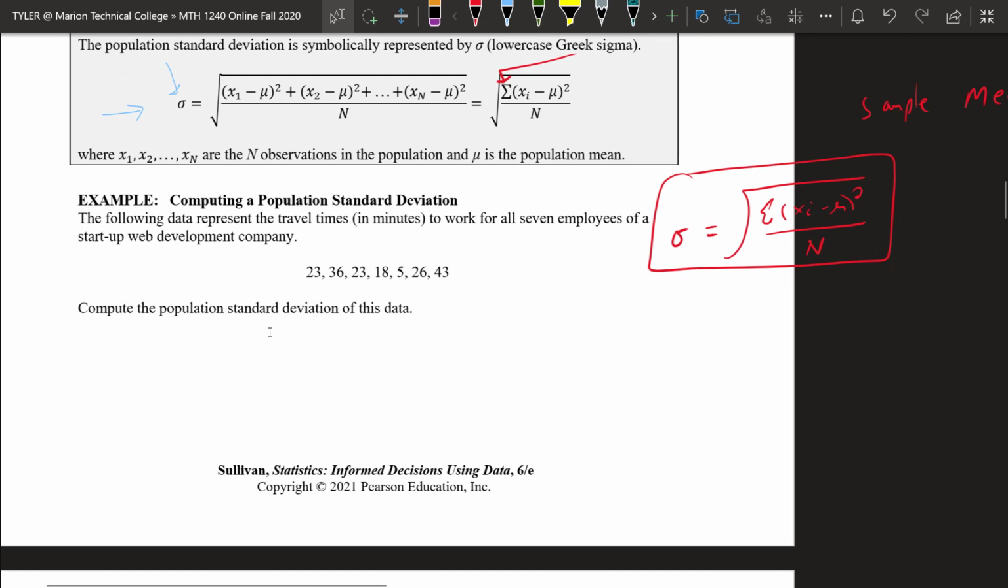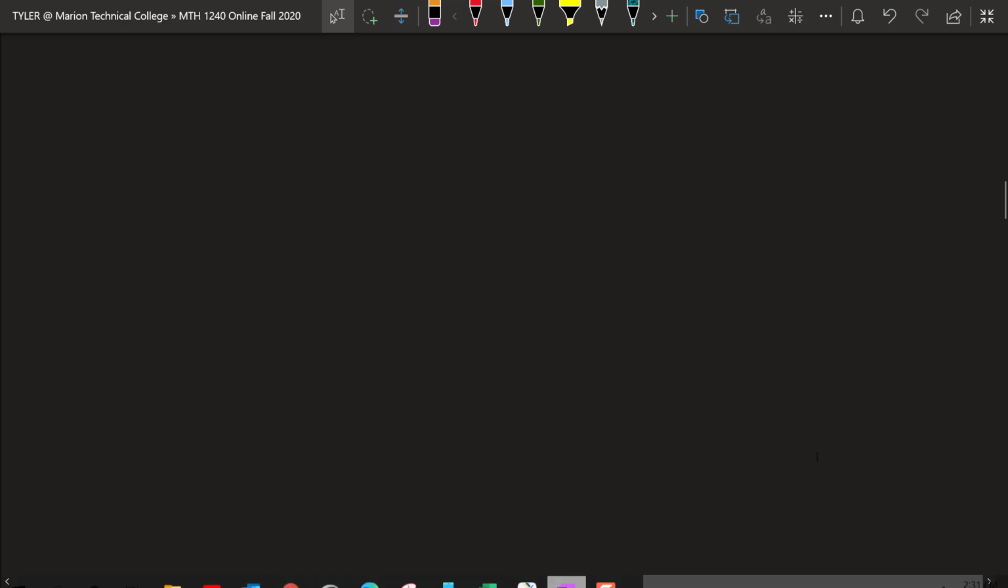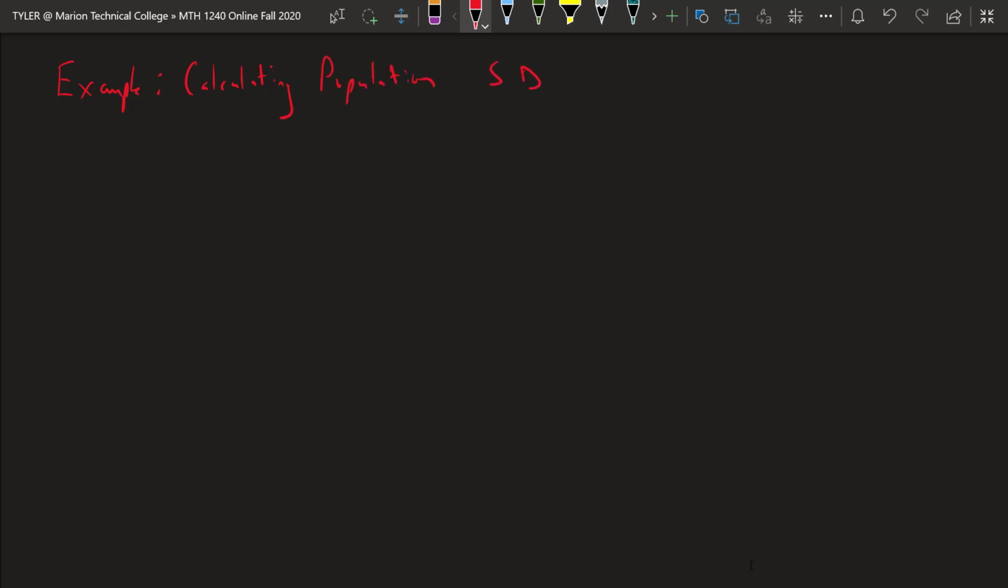So the next is an example where we have the numbers 23, 36, 23, 18, 5, 26, and 43. This is again the 7 employees who start a web development company, and we want to calculate the population standard deviation. So I'm going to go off to the side and work through this. This is an example of calculating population standard deviation by hand.